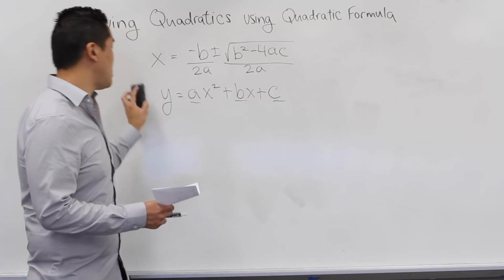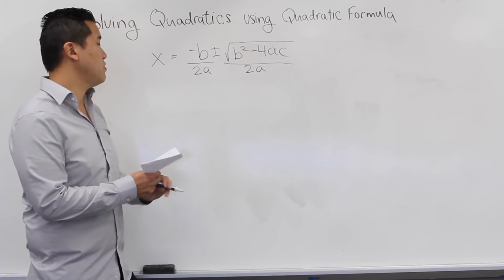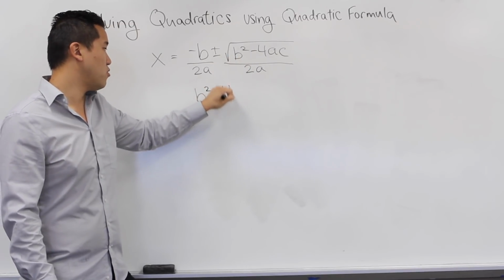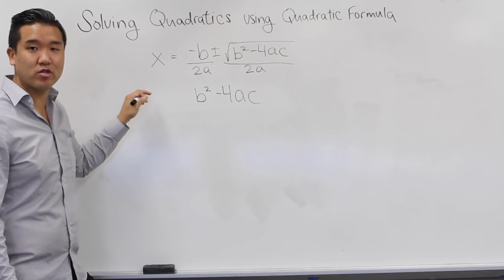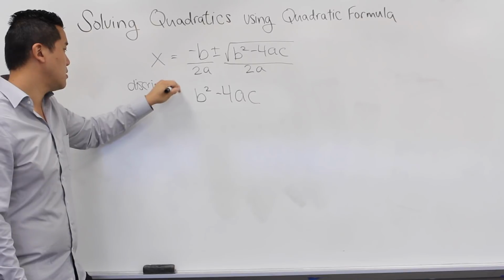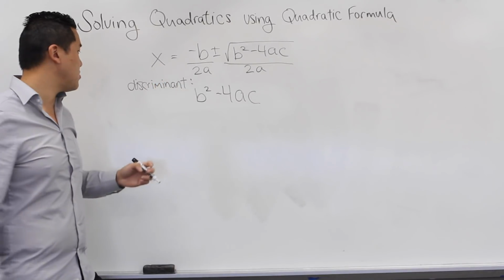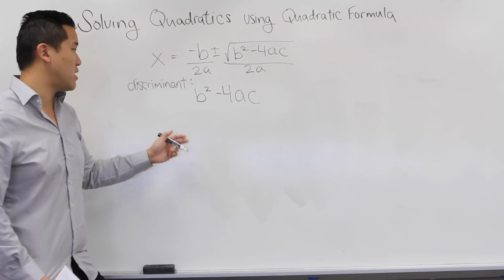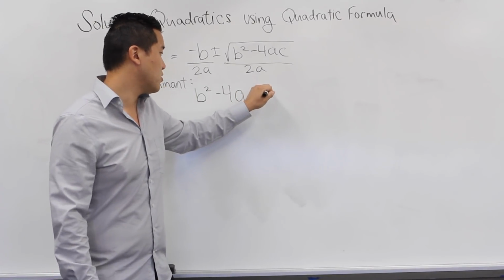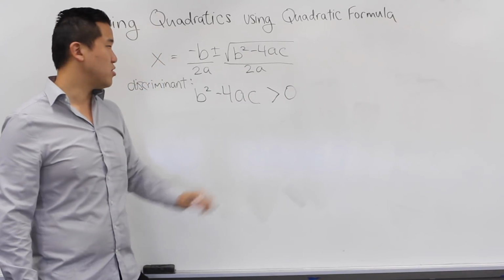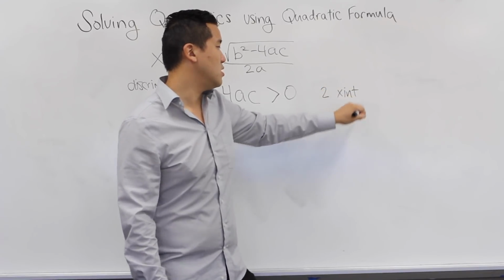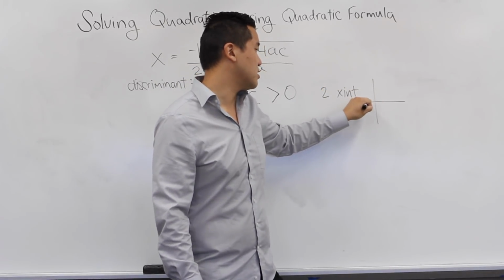Alright, but one thing I do want to talk about before we get into an example is actually this guy here. B squared minus 4ac. This is called your discriminant. This discriminant is going to tell us a lot of things. B squared minus 4ac, there's three cases. If it's greater than 0, then you're going to have two x-intercepts. In other words, on your graph, you'll have two x-intercepts like here and here.